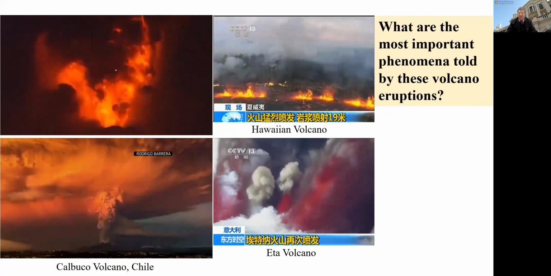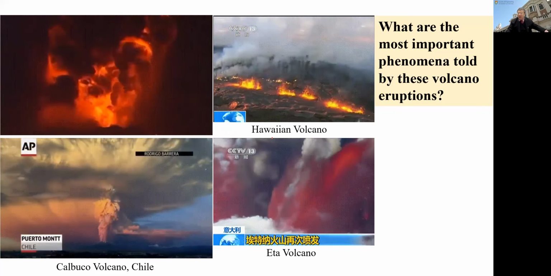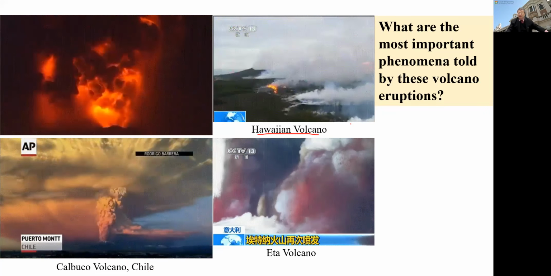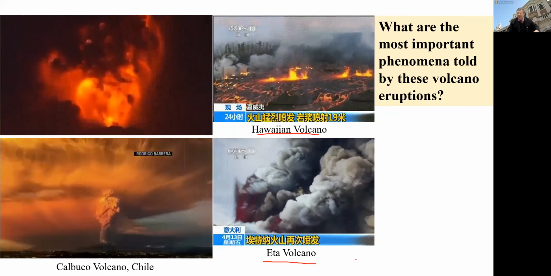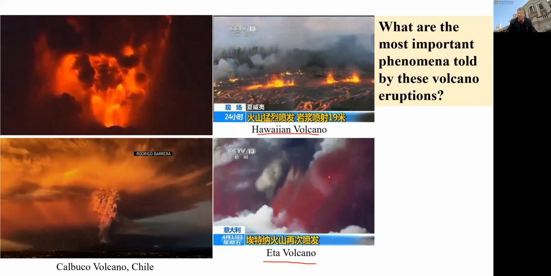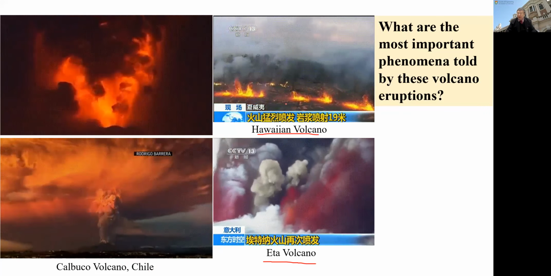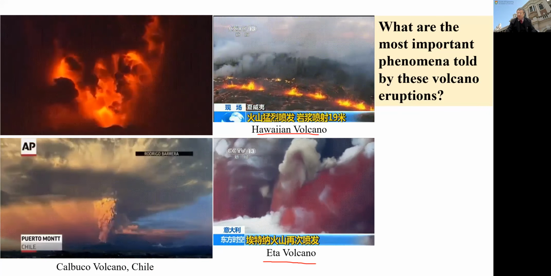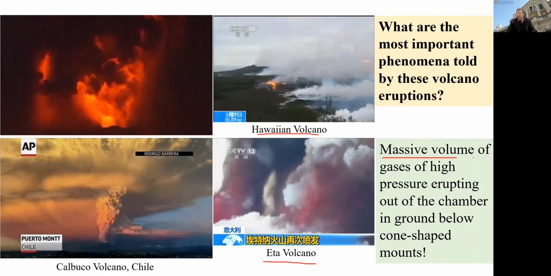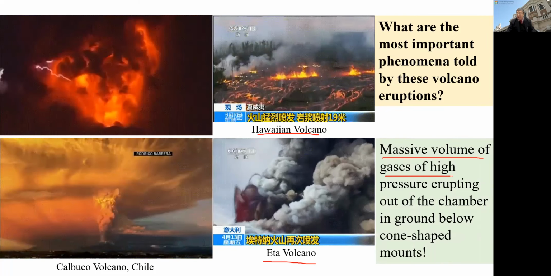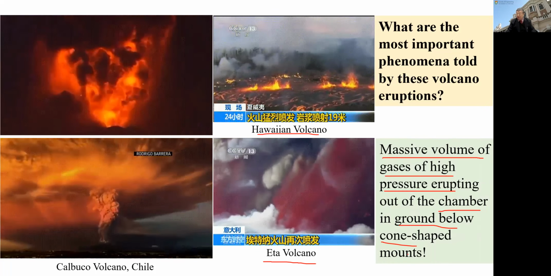Those are recent examples; actually every year there are many volcanic eruptions. Those are the Samoa example. This one is in Chile, this one in Hawaii in 2018, and this one is Etna volcano in Italy. A lot of gas comes out, and in Hawaii a lot of lava comes out, with high pressure. So the most important phenomenon of those volcanic eruptions is the same: a massive volume, a mass of gases of high pressure erupting out of the chamber in the ground below the cone-shaped mountains.